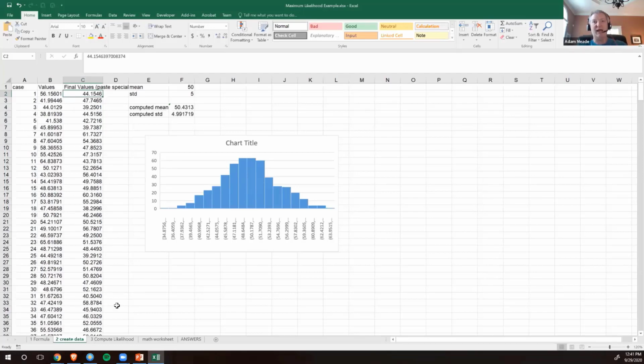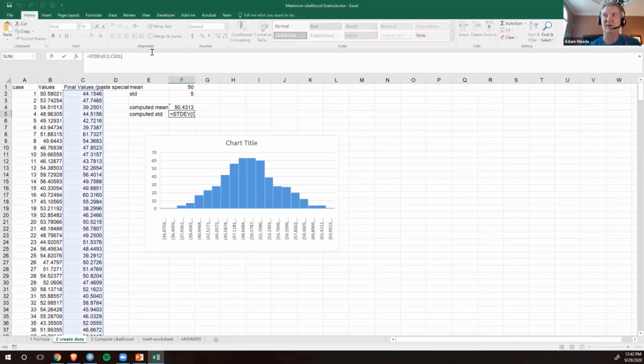So the next step is to actually compute the likelihood, right? So the first thing I did is said, well, you know what? I know that the population parameters, the mean and standard deviation I specified, were 50 and 5. And then I said, just for fun, let's figure out what the average is using Excel's average function and the standard deviation using the standard deviation function. And you can see they're awfully close to their population values.